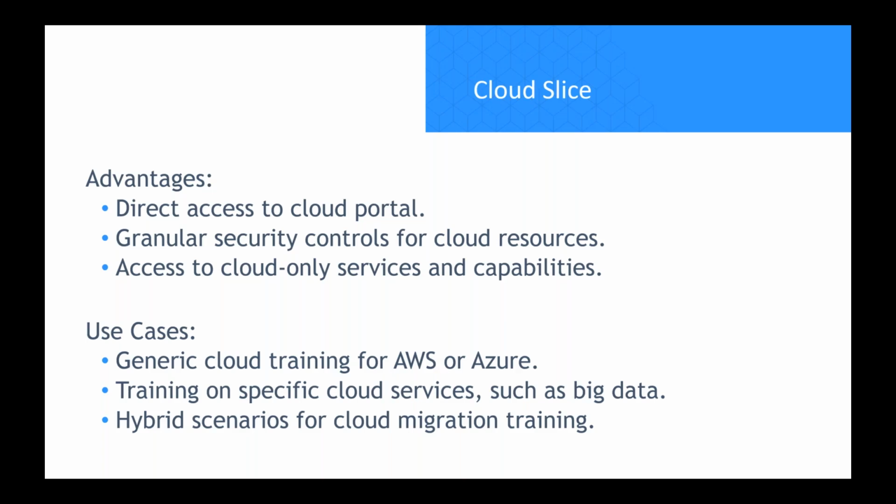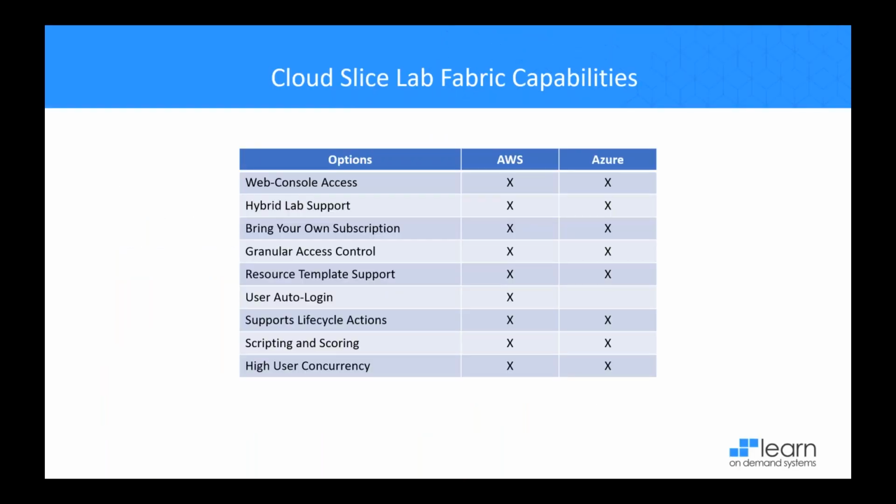And again, it does support hybrid scenarios, so you can also use this for cloud migration training to allow your students or your organization to essentially practice a cloud migration before you go and do it in real time with production resources. So both AWS and Azure really have the same feature sets.